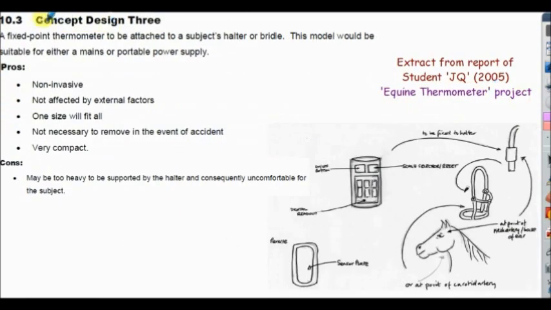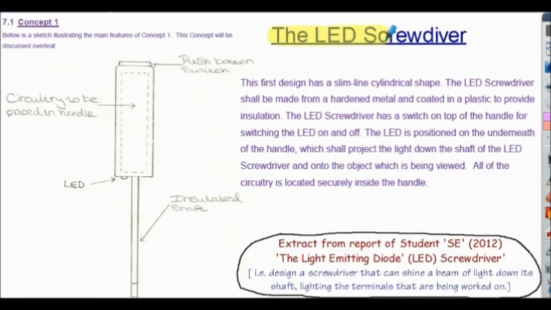And equine thermometer, concept 3. More pros and cons. Next is the light emitting diode screwdriver. This is a screwdriver that essentially has a light that shines along the shaft of the screwdriver, and it's used to light up a darkened terminal that's currently being worked on.